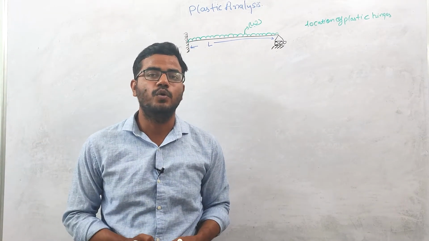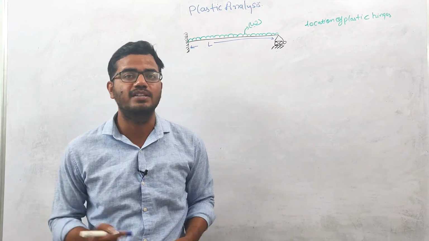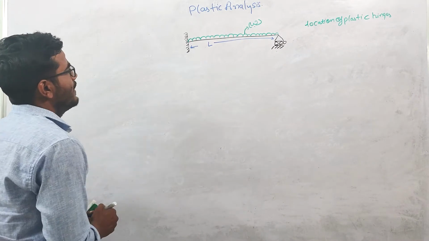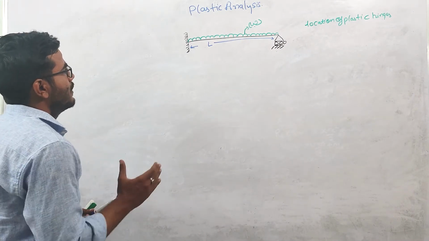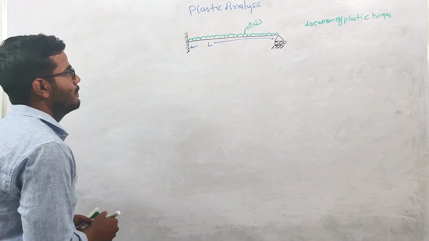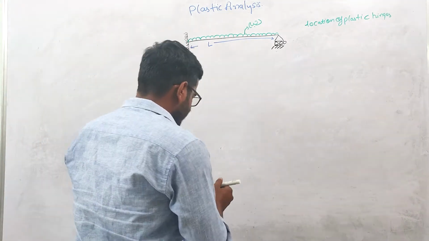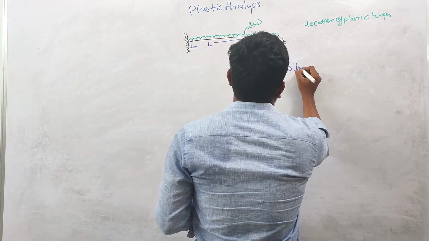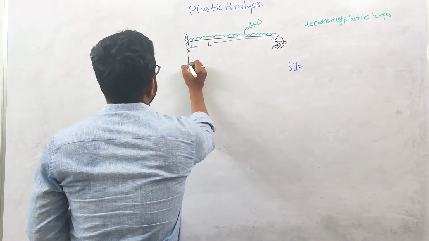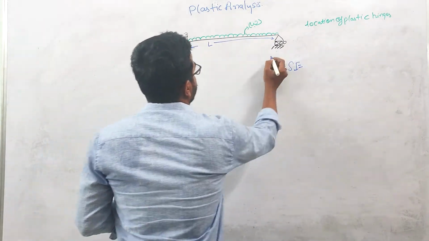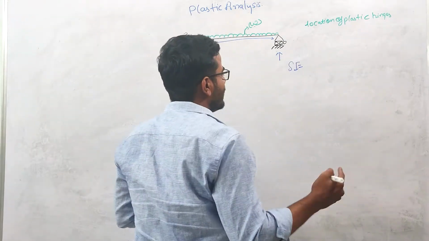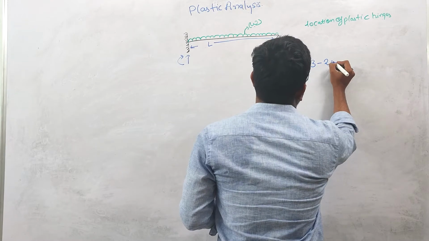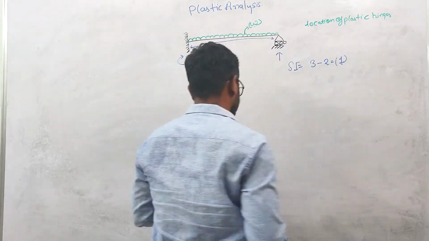In this lecture, we are going to discuss the location of the plastic hinge in the propped cantilever beam. We need to find the exact location of the plastic hinge in this propped cantilever beam. Static indeterminacy: this is an indeterminate structure. The total number of reactions is one vertical, one moment, and one vertical reaction over here. I'm neglecting the horizontal reaction. So total number of reactions is 3, equilibrium equations are 2, so static indeterminacy is 1.